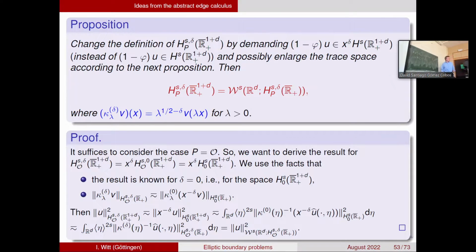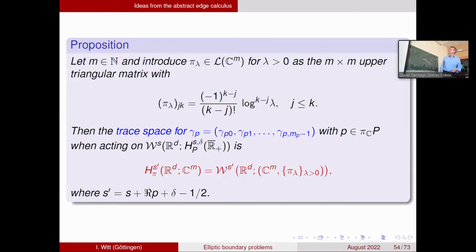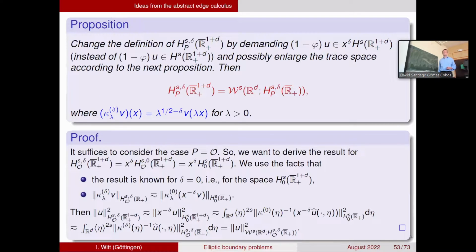Okay, so our spaces are abstract edge-degenerate spaces. And that is good. So why is it good? First, more examples.